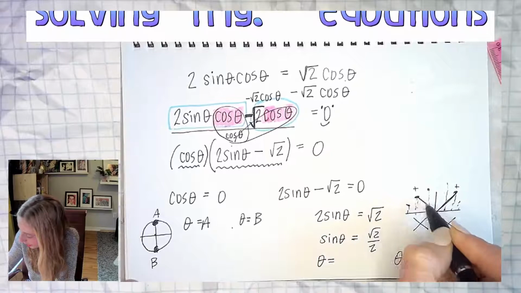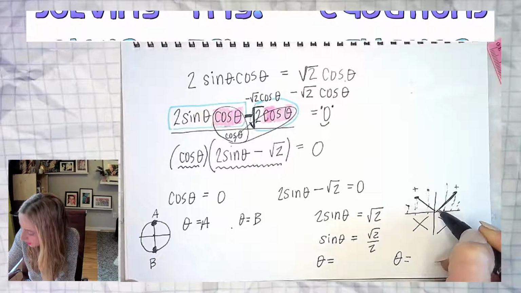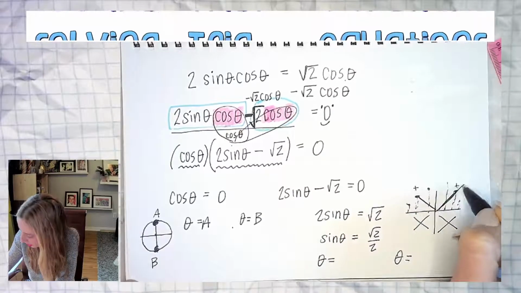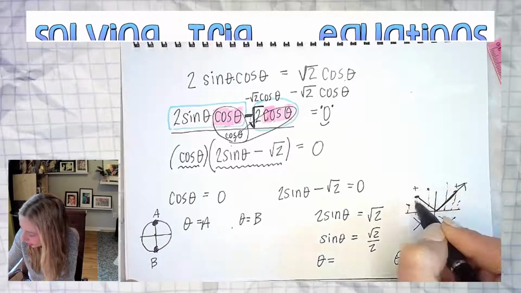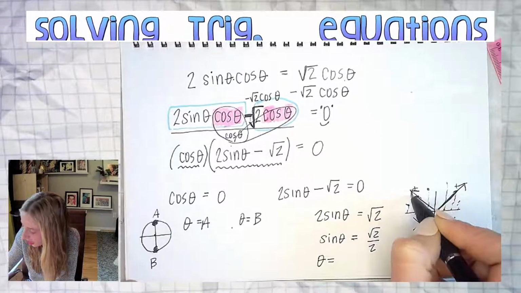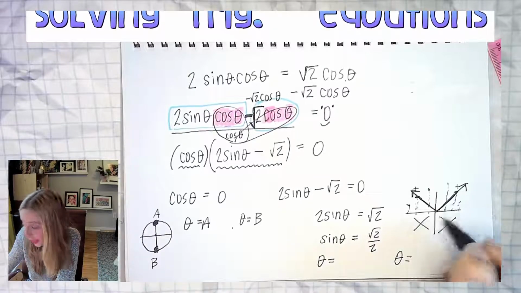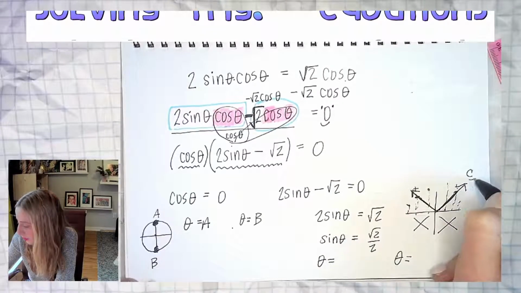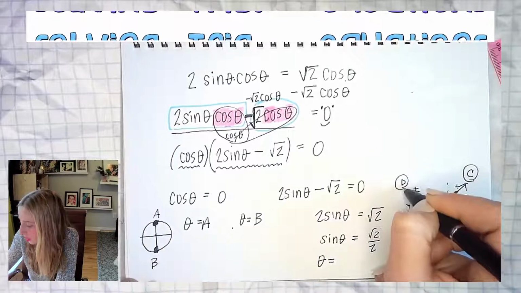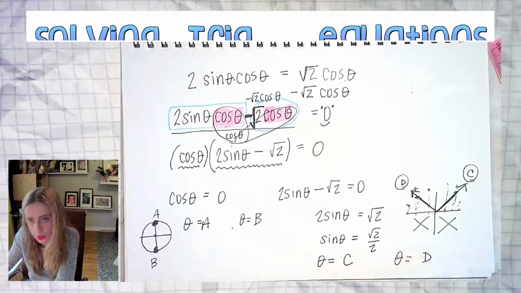So what are the 2 angles that are up medium amounts? There's an angle here, and there's another angle here. And really there's infinite angles in both spots, but we're only solving, I believe, between 0 and 2 pi. So if this was angle C and this is angle D, well, then those are your answers.